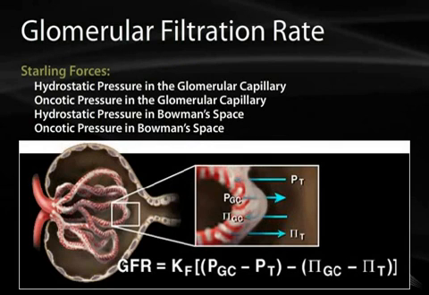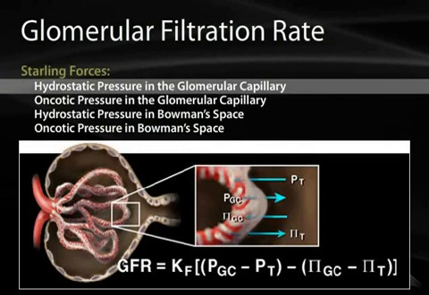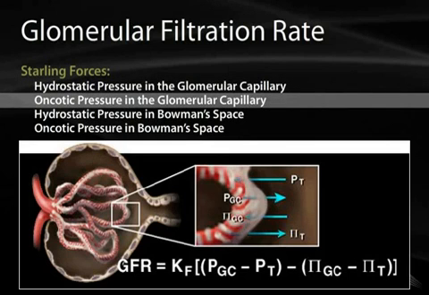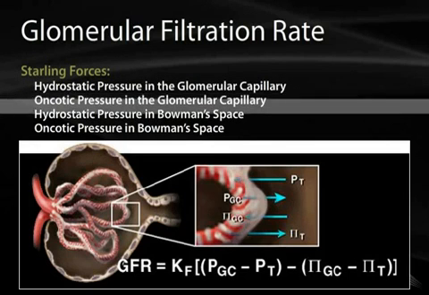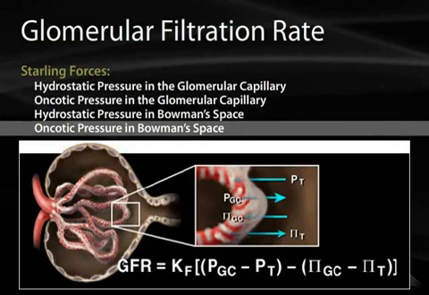Let's go into more detail into the Starling forces that govern glomerular filtration. There are 4 forces total, 2 in each portion of the glomerulus. There is the hydrostatic pressure in the glomerular capillary, as well as the oncotic pressure in the glomerular capillary. There is the hydrostatic pressure in Bowman space, and there is a corresponding oncotic pressure in Bowman space.